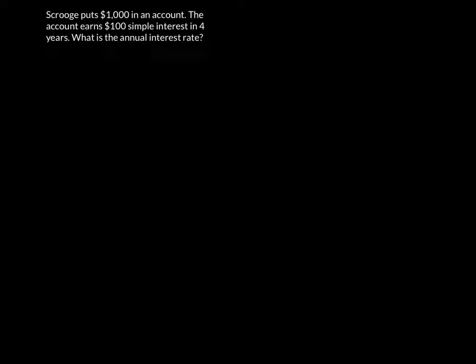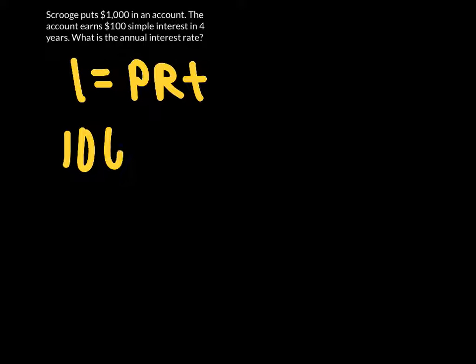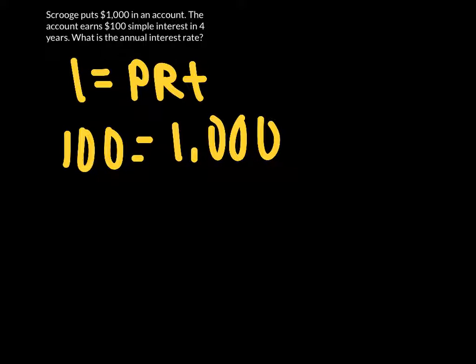So Scrooge puts $1,000 in an account. The account earns $100 simple interest in 4 years. What is the annual interest rate? Instead of finding the interest, we're going to find the rate. Using I equals PRT, we know the interest, $100. The principal is $1,000. We don't know the rate. And the time is 4 years.